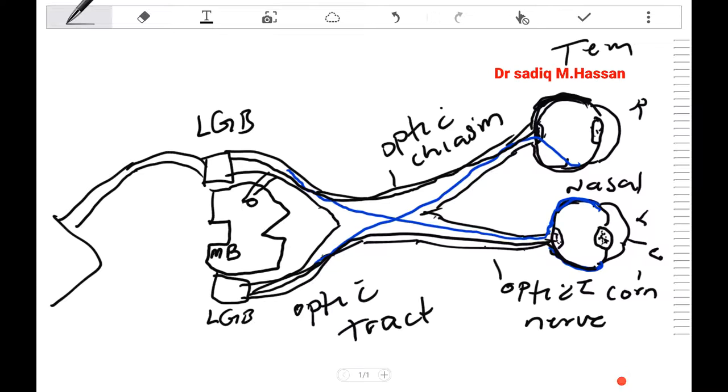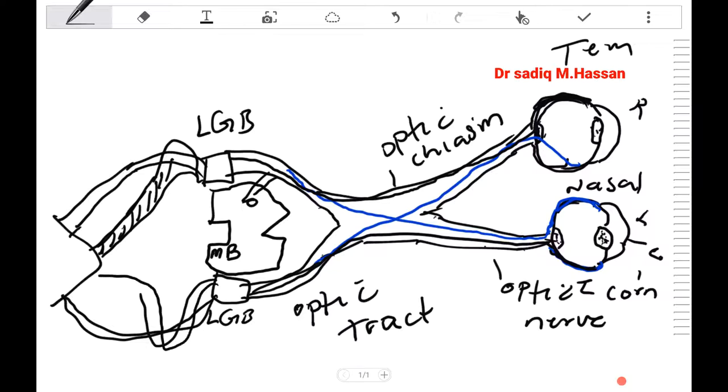From the lateral geniculate body, fibers move upward through the parietal lobe and go into the occipital lobe. Yes, these are called upper fibers, and lower fibers come again. These dashed ones are the lower fibers. So upper fibers go into the upper part, and the lower fibers go into the lower.